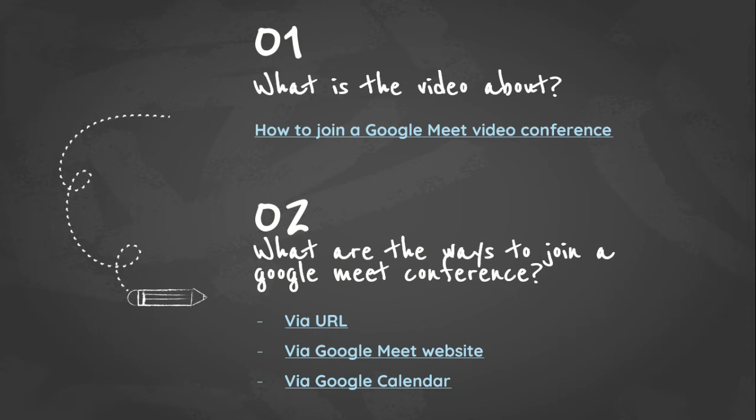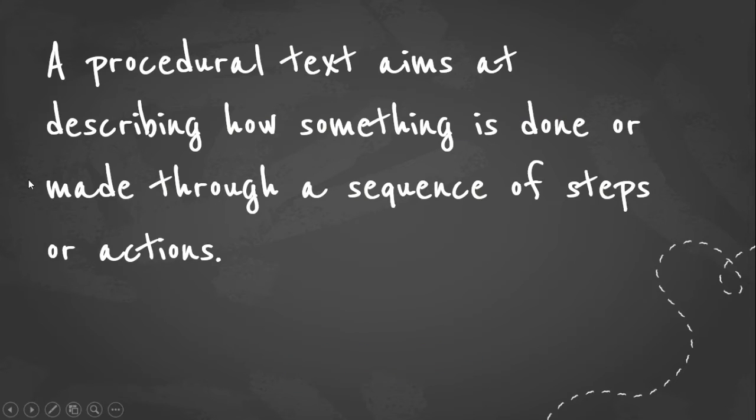The previous video is an example of a procedural text. You now have an overview of what a procedural text looks like. So, let's discuss it more deeply. Procedural texts. A procedural text aims at describing how something is done or made through a sequence of steps or actions.